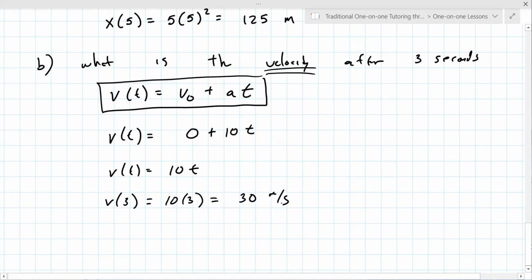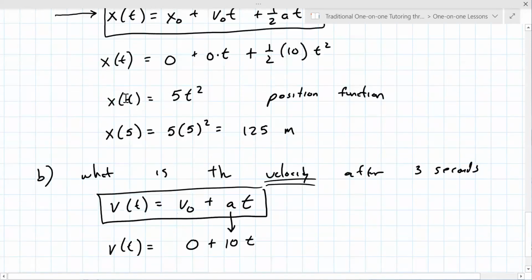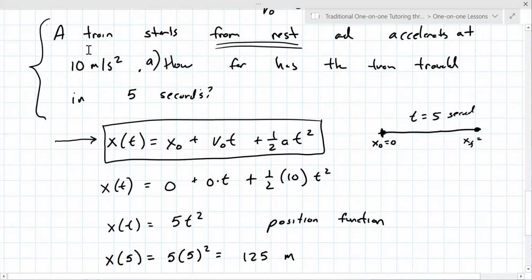10 is the what? It's the acceleration. How do you know it's 10? I made it up in this problem. I gave it to you right here. Oh. 10. Okay.